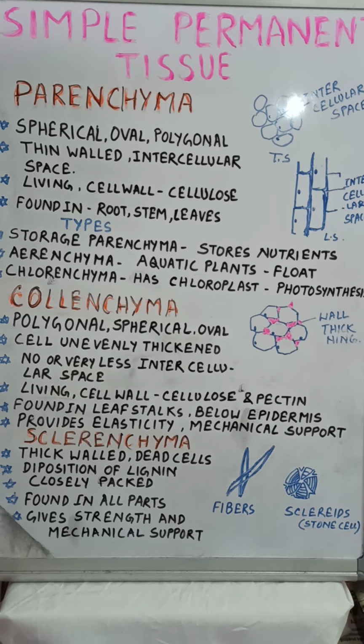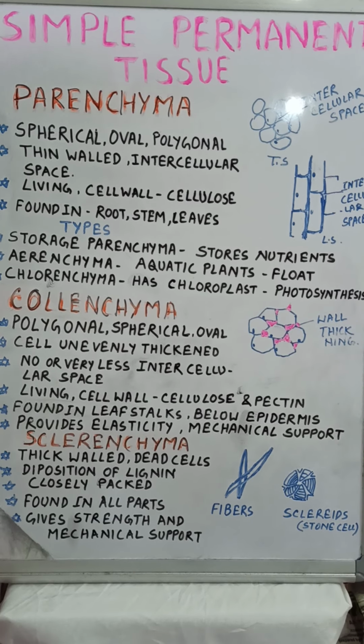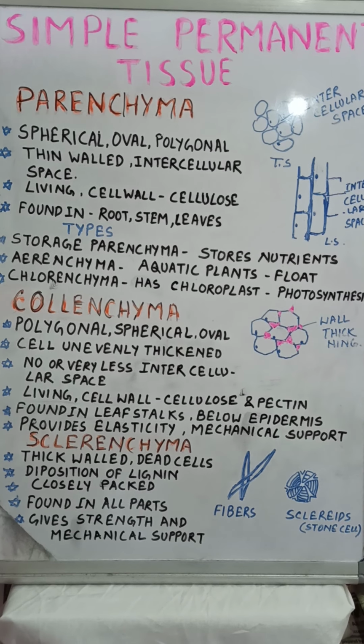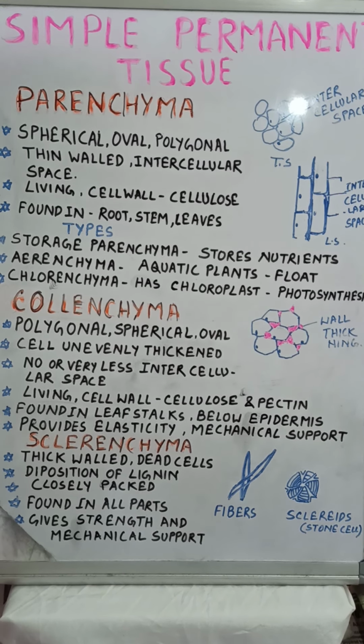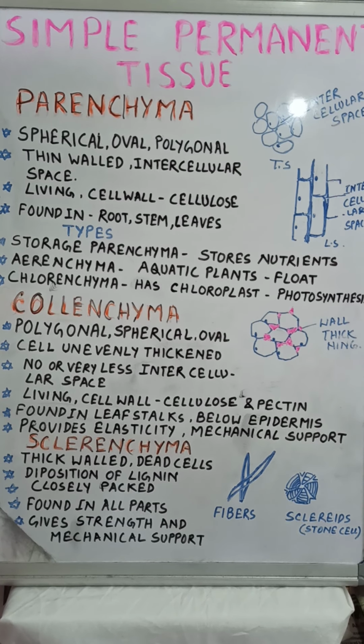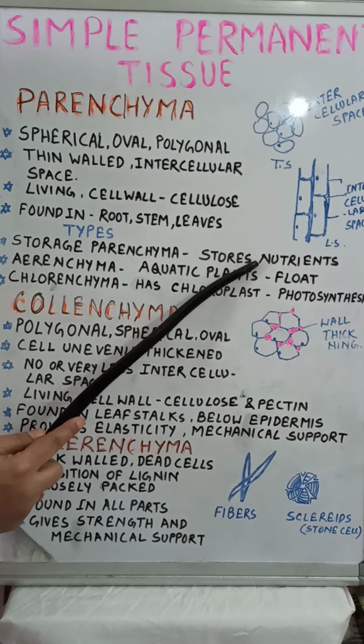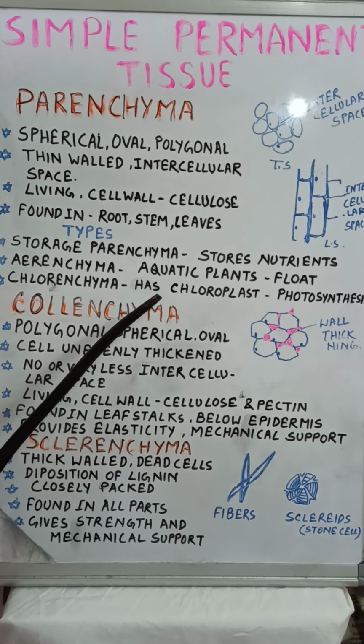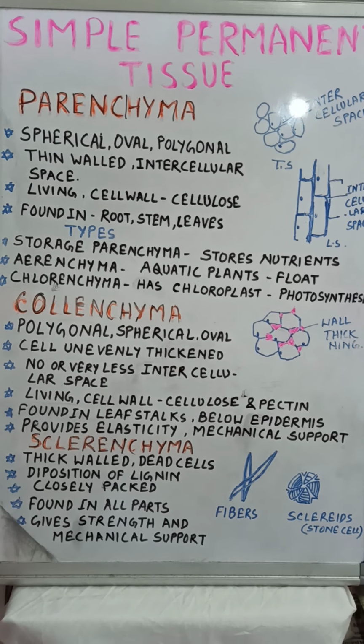So, what is the function of the parenchymatous cell? They have a function of storage. As they store many things, they also help to maintain the shape of the plant. They help to float and they also help in photosynthesis.